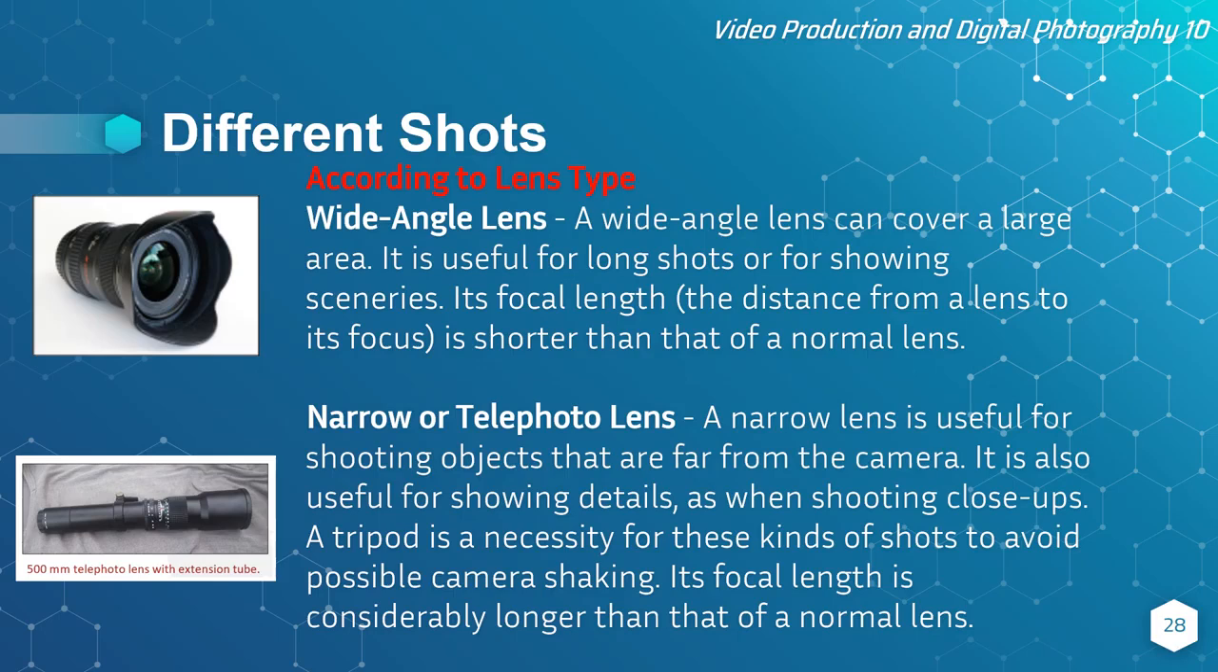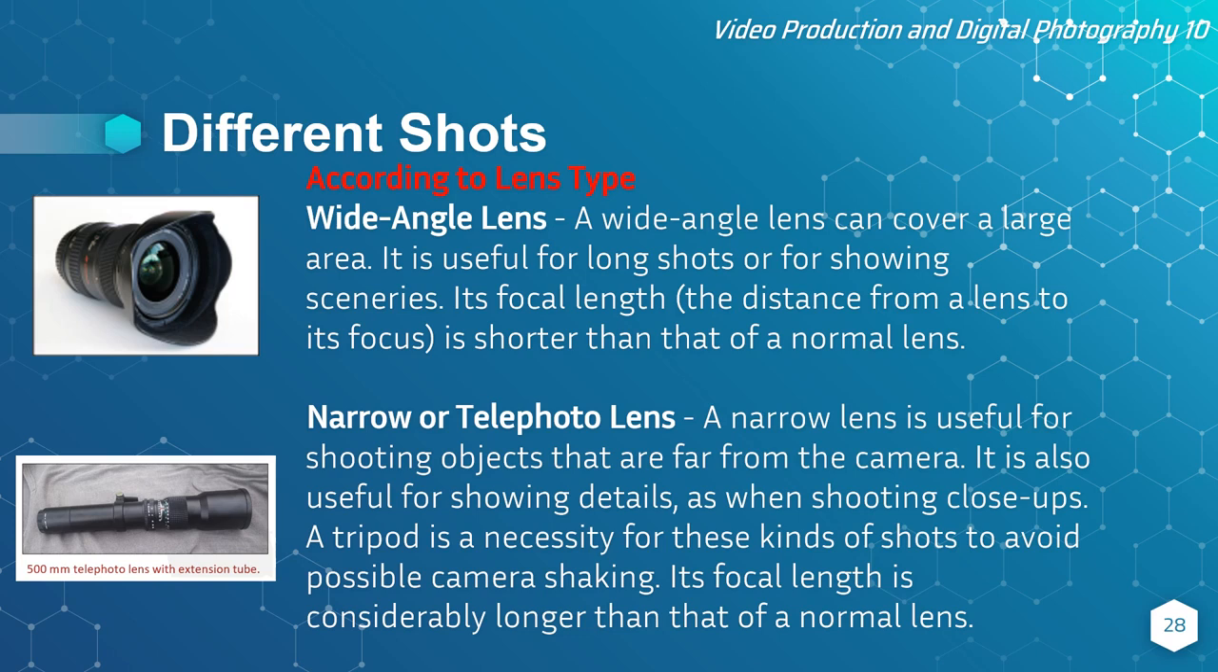So, for our different shots, according to lens type ito ha. So, we have the wide-angle lens and the narrow or telephoto lens. Punta muna tayo sa wide-angle lens. So, a wide-angle lens can cover a large area. It is useful for long shots or for showing sceneries. Its focal length, the distance from a lens to its focus, is shorter than of a normal lens. So, ang wide-angle lens natin ay para ito sa mga paligid. Basta malawak yung subject mo or malawak yung place na pagkukunan mo, a wide-angle lens is suitable for that video.